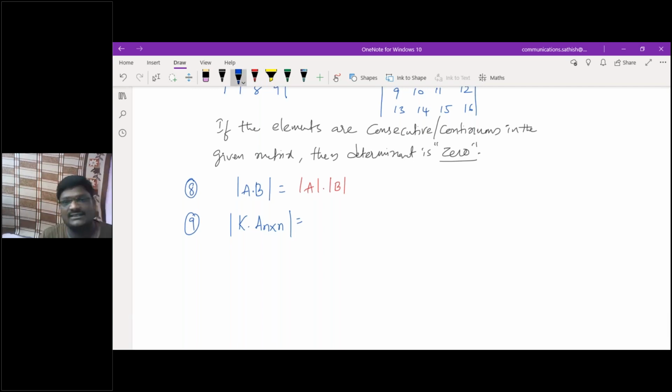Based upon that, one of the previous questions they asked was like this. Example: if mod A is equal to 5 and mod B is equal to 20, then what is mod AB? This was one of the previous questions.